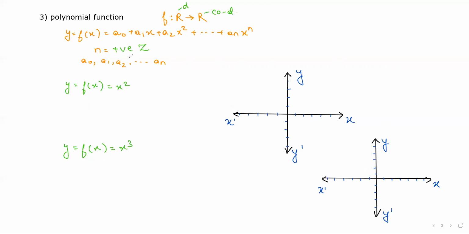Z is the symbol used to define the set of integers. So n has to be a positive integer or 0. So n has to be a non-negative integer. The minimum value of n that you can have is 0 and the maximum value is infinity, thereby giving you a lot of polynomial functions. a0, a1, a2, till an, which are the coefficients of each term, can be any real value, or they should belong to R.